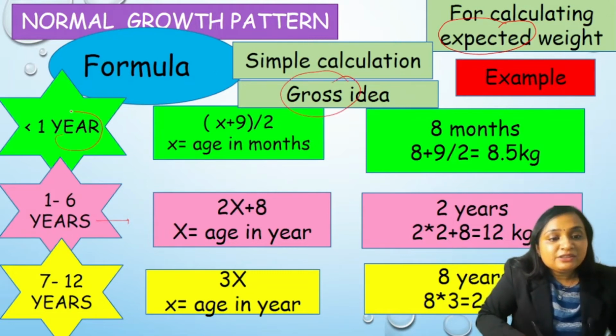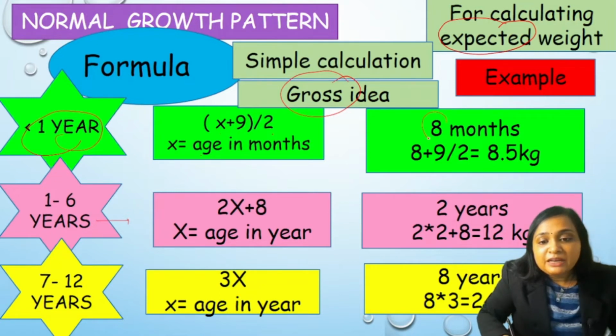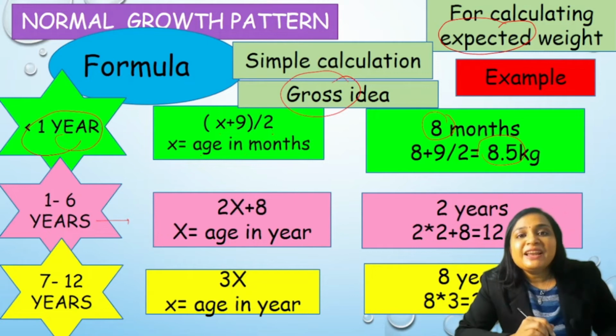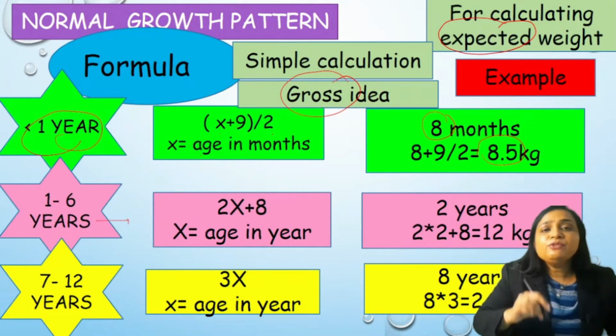So if you are dealing with a child who is less than 1 year, then you have to apply this formula: (x + 9) / 2, where x is in months. If you are dealing with a child who is 8 months old, then (8 + 9) / 2 will be around 8.5 kg. Got it? If the child is 11 months, then (11 + 9) / 2 means 20 / 2, so it is 10 kg. So it will give you a rough idea.